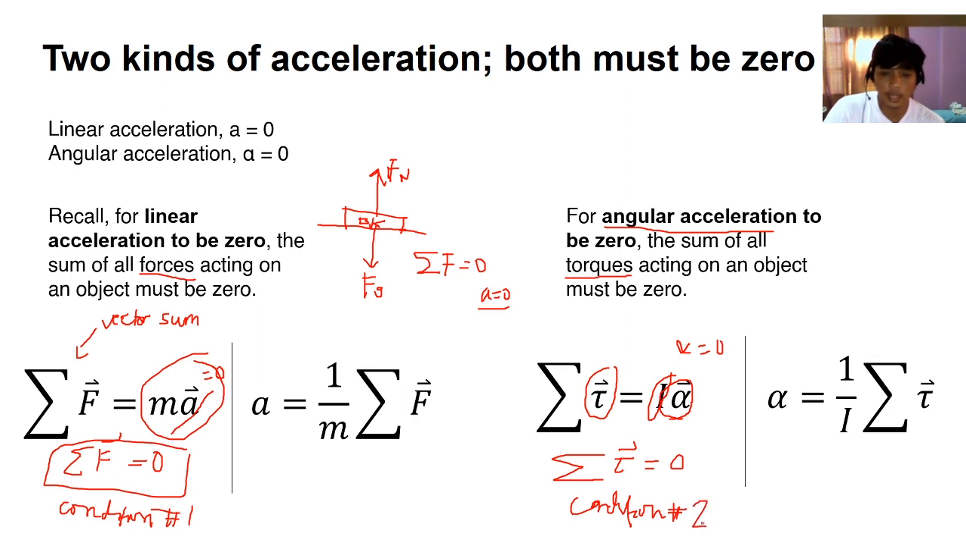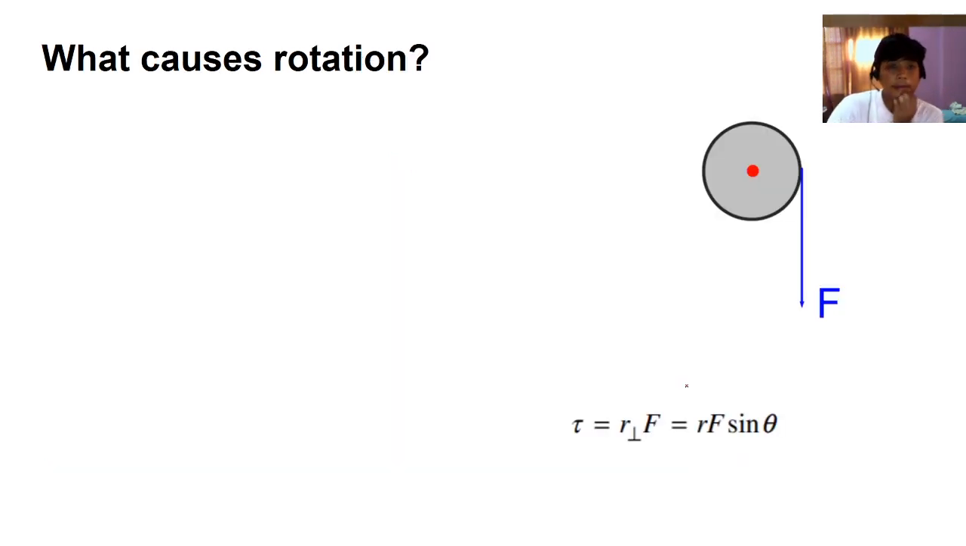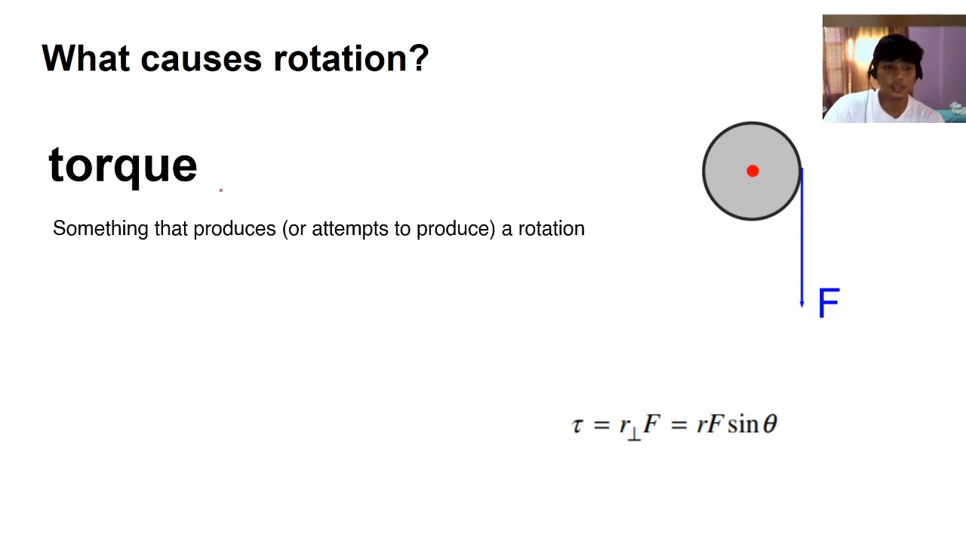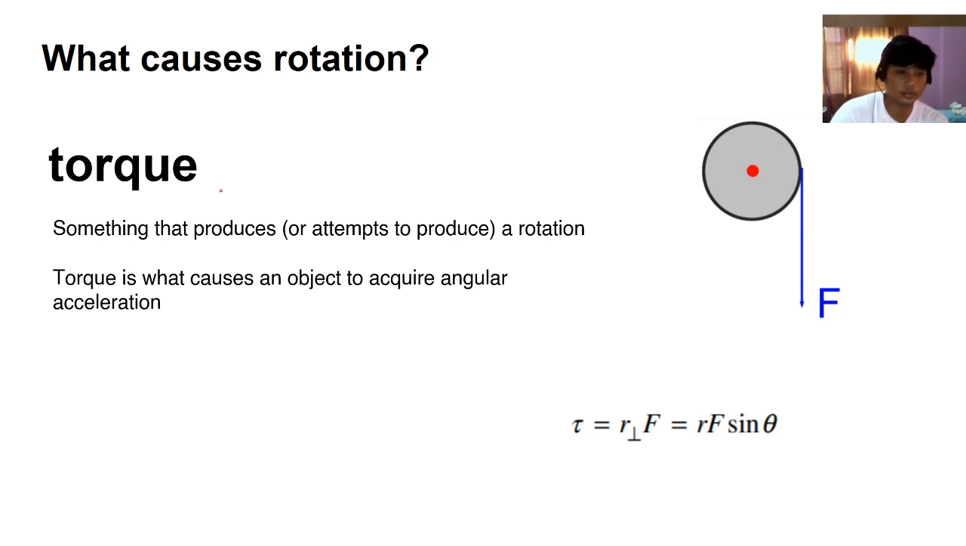But I've been talking about torque, and I haven't introduced what torque is yet. So the next slide will introduce us to what torque is. What causes rotation? Now, the answer is torque. Torque is something that produces or attempts to produce a rotation. Torque is what causes an object to acquire angular acceleration.